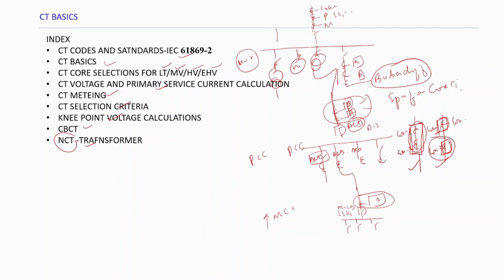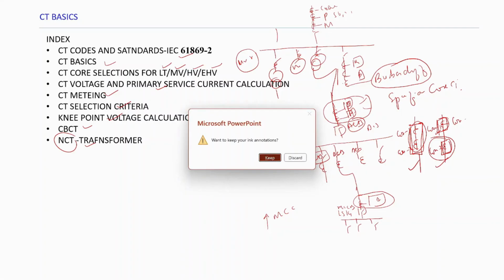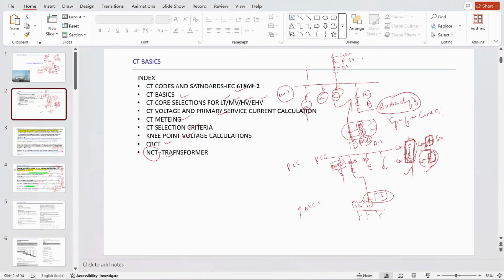Okay, that is what it meant. Understood? Okay. Now one question here. Yes, please.